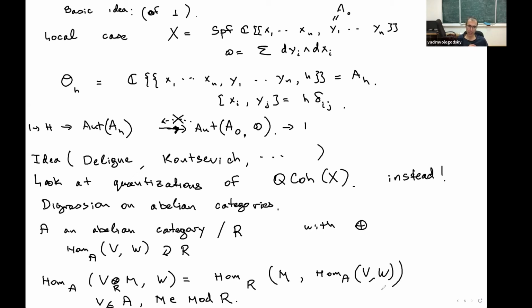Hope this makes sense. And now, using this condition that my category has arbitrary direct sums, you can show that this functor is representable. So this object always exists. And again, in the basic example, how do you prove it? You write M as the cokernel of a homomorphism of free modules. And for free modules, you just take the direct sum of several copies of V. So the proof is basically one line.